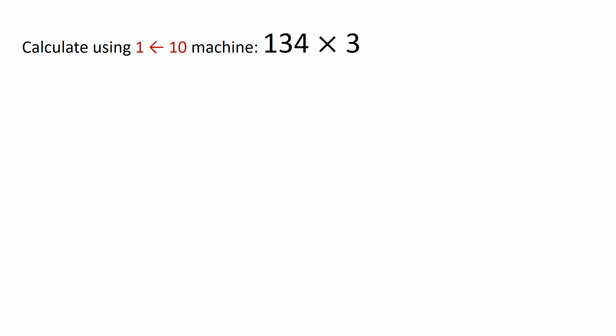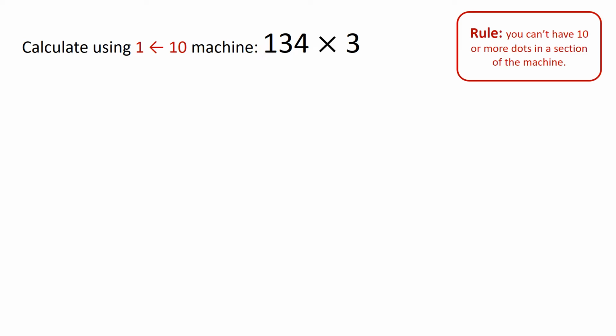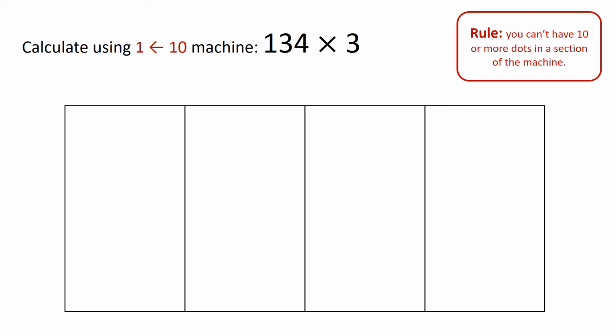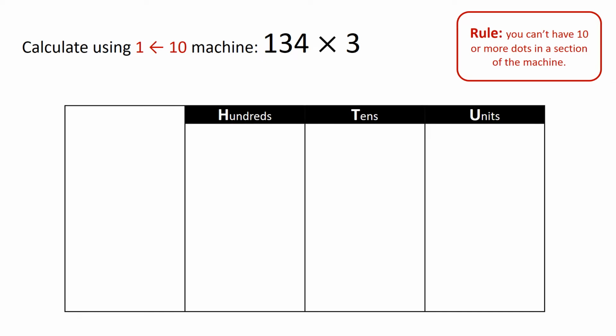So in this case, we are using a number machine. And in this particular number machine, you can't have 10 or more dots in a section of the machine. So this is what the machine looks like. And basically it's the place value columns. So we've got units and tens, hundreds and thousands. So something that we will be familiar with.